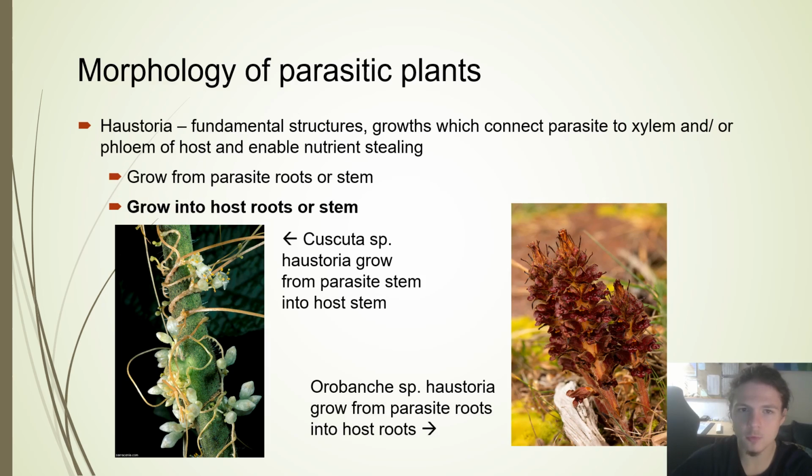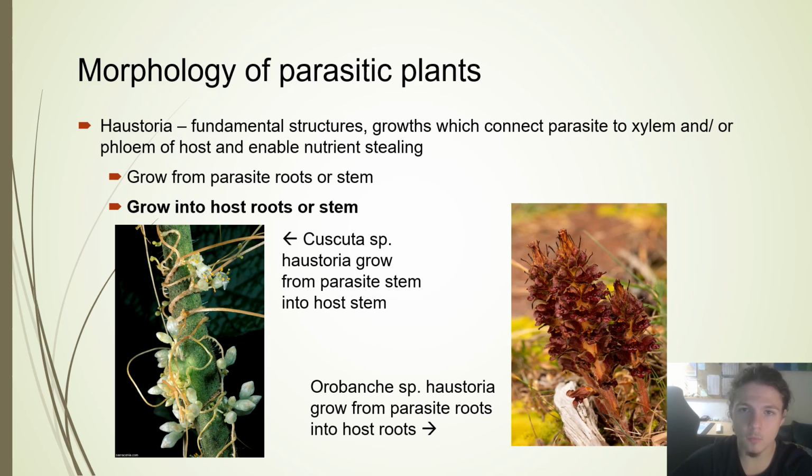The numerous haustoria of parasitic plants are the structures that allow their parasitic lifestyle. In the case of holoparasites, the haustoria will connect into both the xylem and the phloem of the organism, while in the case of hemiparasites, it will only connect into the xylem.